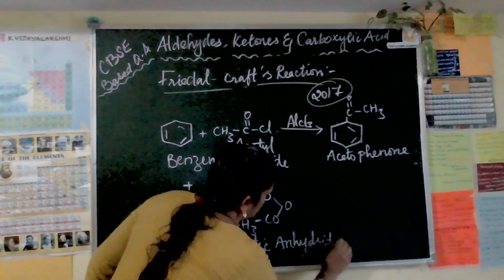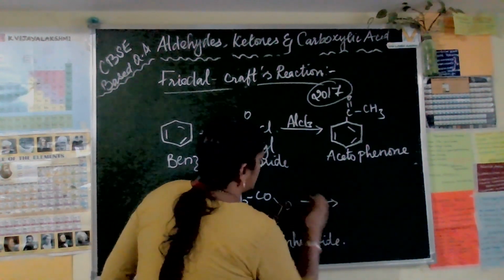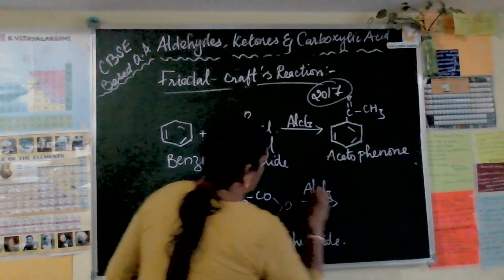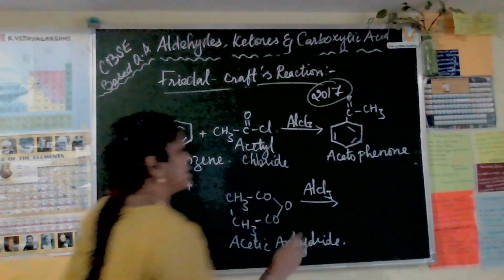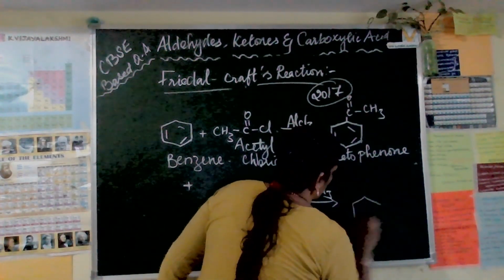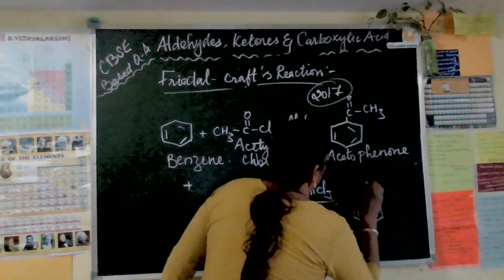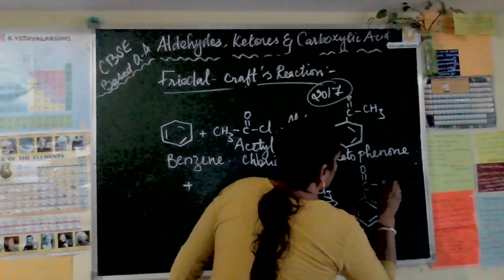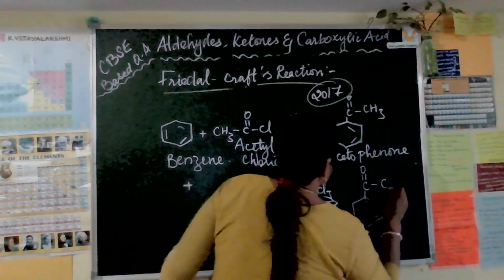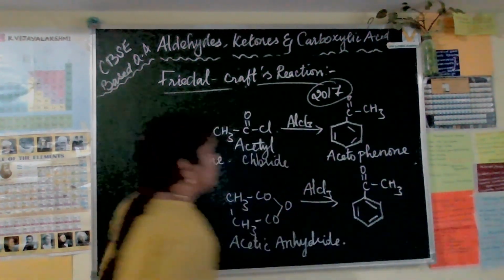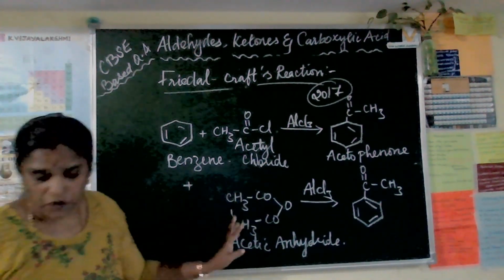Anhydride, also in the presence of AlCl3. Now what will you get? The same acetophenone only you will get. The major product only they are asking. C double bond O, and here CH3. So this is acetophenone.